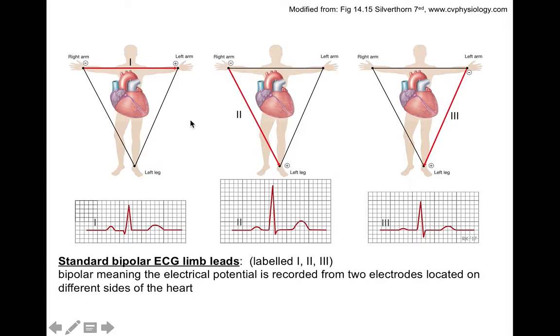And these 3 limb lead arrangements give slightly different ECGs, but they're more or less the same, but you get different magnitudes.